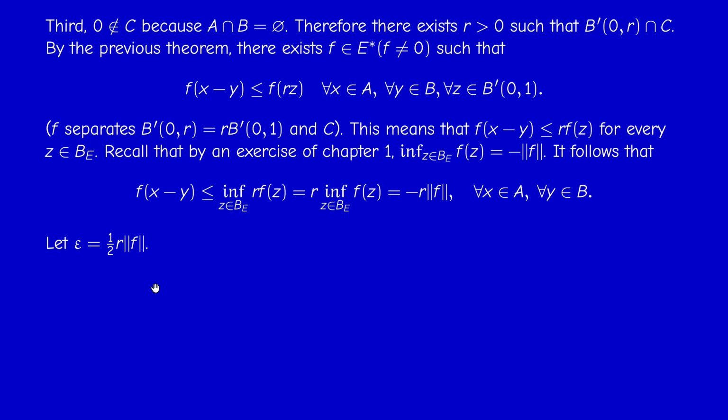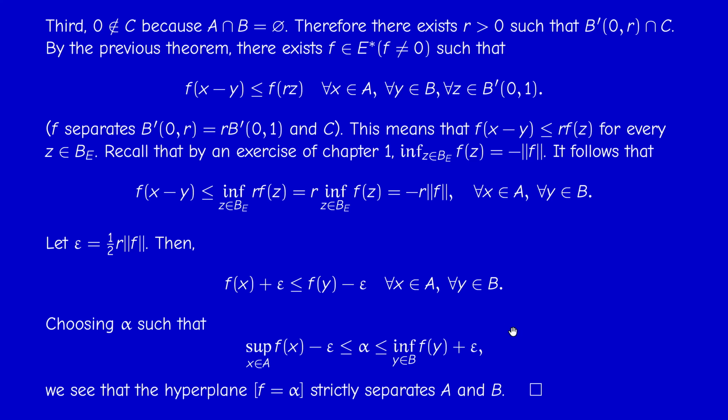And now I take epsilon to be 1/2 r times norm of f, which is positive, because f is not trivial. If you rearrange that, you get f of x minus f of y is less than minus 2 epsilon. So if we add epsilon, we get f of x plus epsilon is less or equal than f of y minus epsilon for every x in A and for every y in B. And therefore the supremum of this is less than the infimum of this. So I take alpha between these two, and my hyperplane would be just f equal alpha, the same f as before, with this alpha in between.